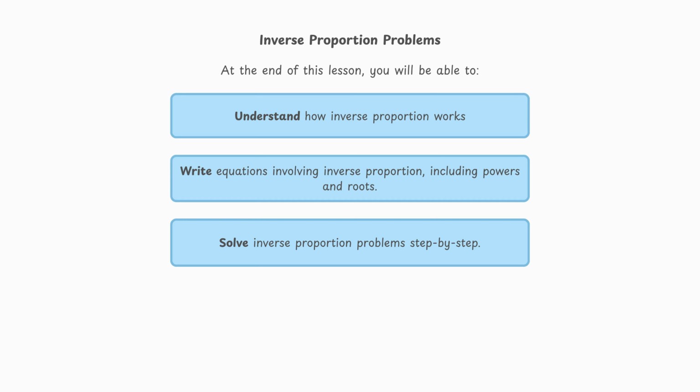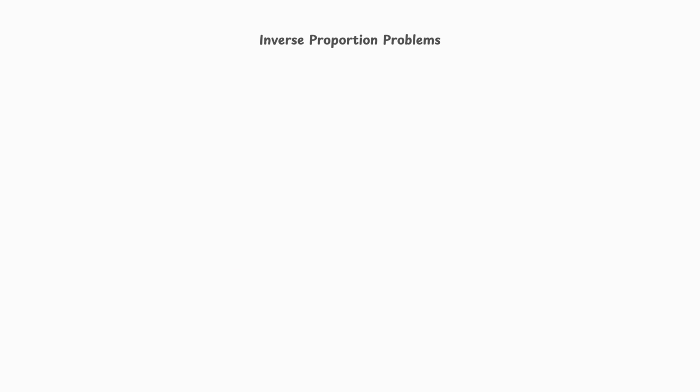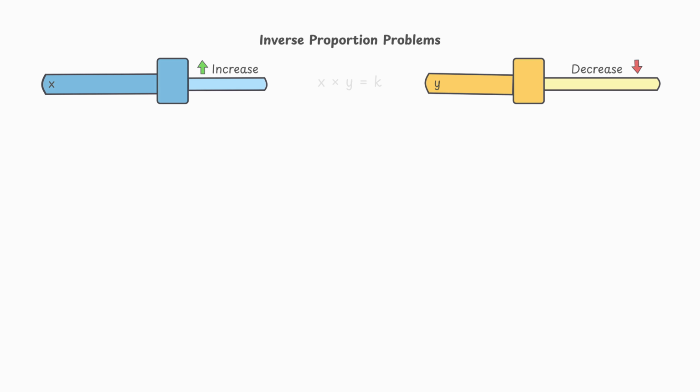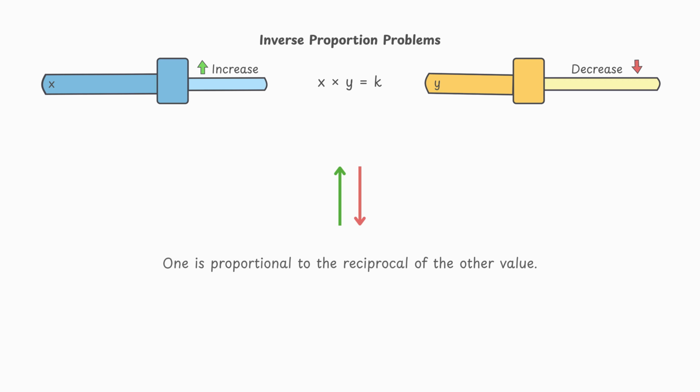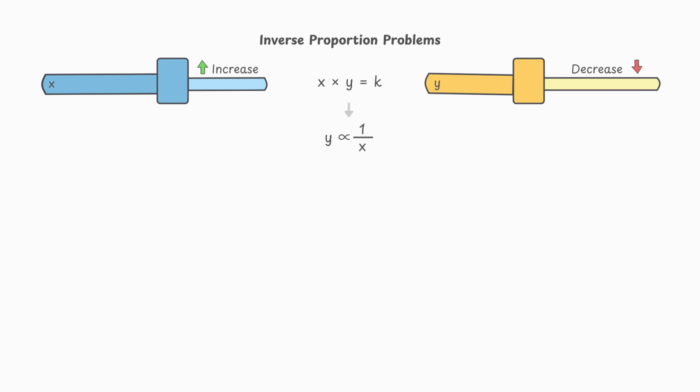Let's get started. Inverse proportion is when one value increases while the other decreases, but their product stays constant. If two quantities are inversely proportional, one is proportional to the reciprocal of the other. We write this as y is directly proportional to 1 over x, which gives the equation y equals k over x. Here, k is the constant of proportionality. No matter what values x and y take, their product xy always equals k.